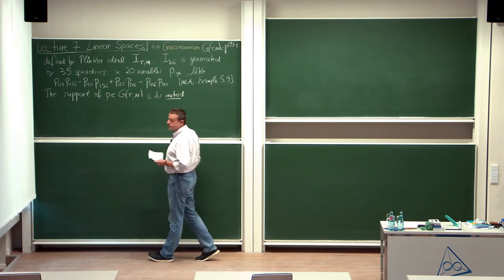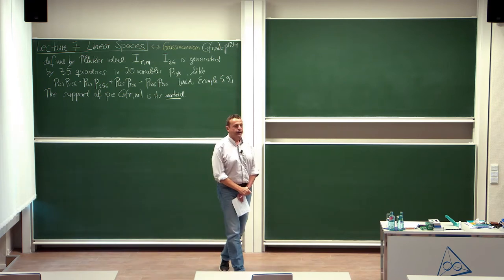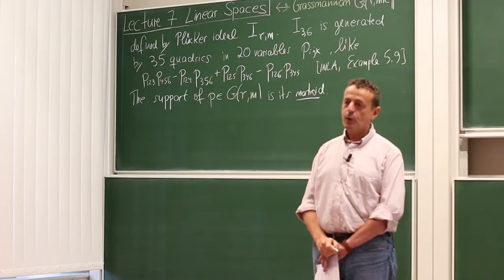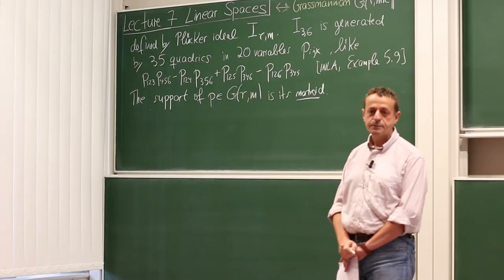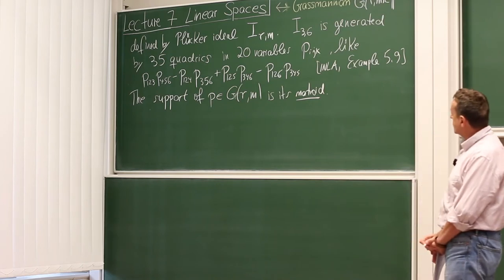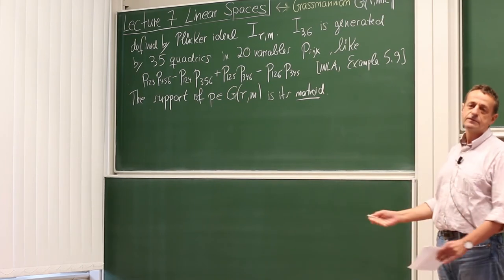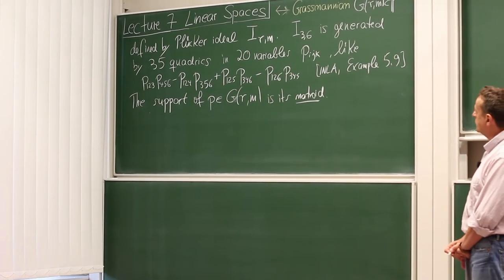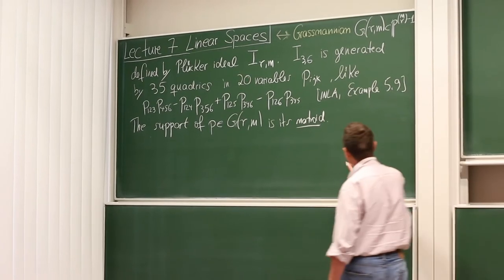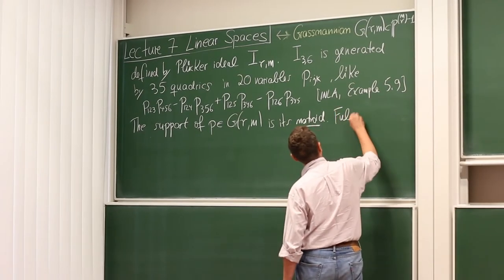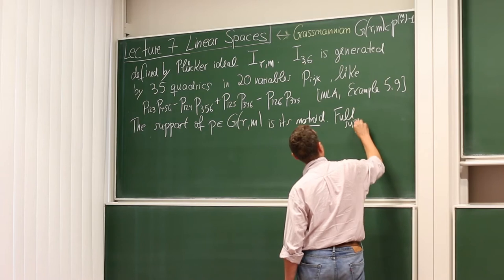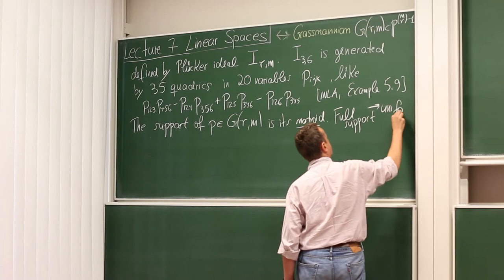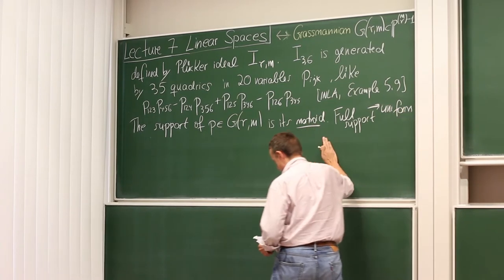So the matroid is the collection of all R element subsets in 1 up to M such that the corresponding Plücker coordinate of that linear space is non-zero. So those index sets are called bases. So if the Plücker coordinate is non-zero, it's called a basis in matroid theory, and otherwise it's called a non-basis. Now, if every Plücker coordinate is non-zero, if we have full support, then one says the matroid is uniform. I want to come back to this.